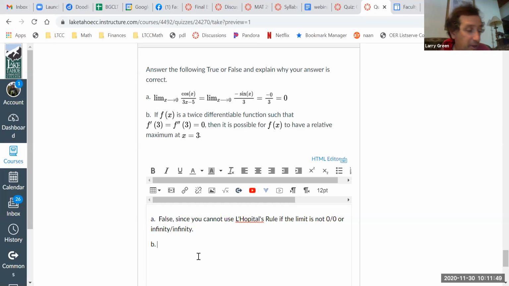Okay, part A was pretty successful. Part B, a lot of you had trouble with. Okay, for part B, if f is twice differentiable, and we know that f prime of 3 is 0 and f double prime of 3 is 0, then it's possible for f to have a relative maximum at x equals 3. Okay, so the idea, this is kind of looking at the second derivative test. What does the second derivative test say if the second derivative equals 0? Yeah, test fails, means anything could happen.